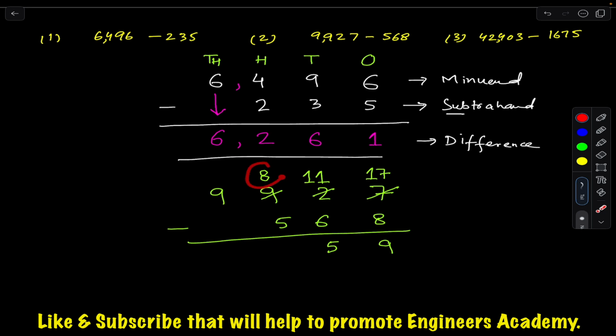Now here we will compare 8 and 5. Now 8 is greater than 5. So 8 minus 5 is 3. So we will write 3. And similarly, we will bring this 9 downwards, since there is no number underneath this 9 number. So 9. So 9,927 minus 568 gives us 9,359.